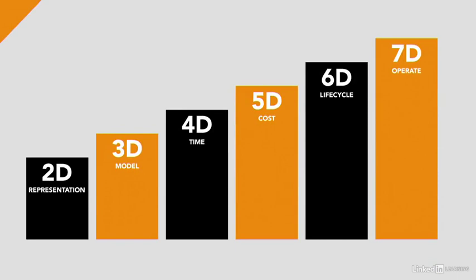The different dimensions of BIM refer to a particular way in which certain types of data are linked into the BIM model. By adding more dimensions of data, you can start to get a better and deeper understanding of your project, how it will be delivered, what it will cost, and how it should be maintained. These dimensions run from 2D to 7D.